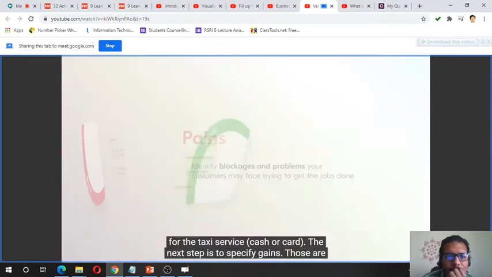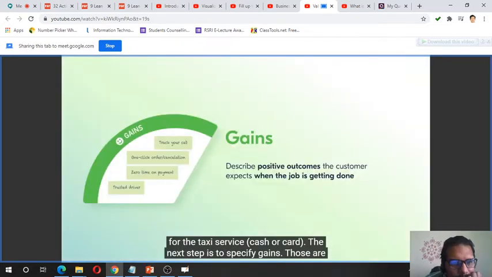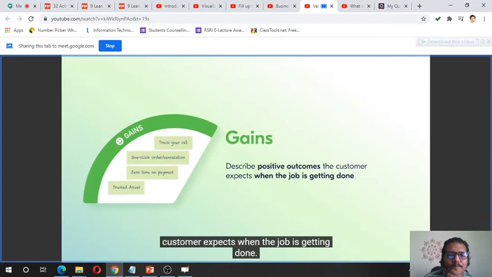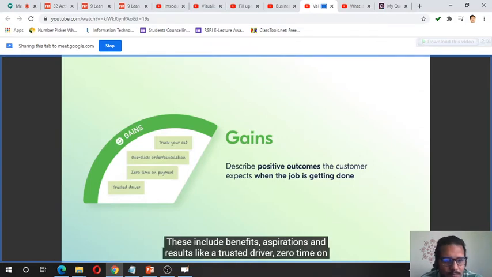The next step is to specify gains. They are more than just the opposite of the pains. Gains describe positive outcomes the customer expects when the job is getting done. These include benefits, aspirations, and results like trusted driver, zero time on payment, one-click order or cancellation, and tracking your cab.